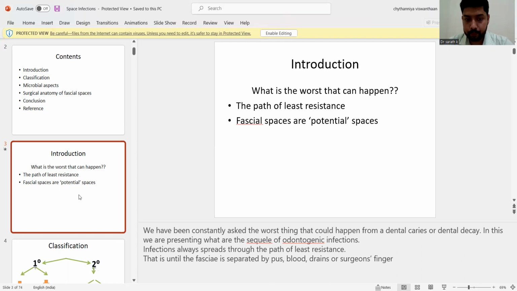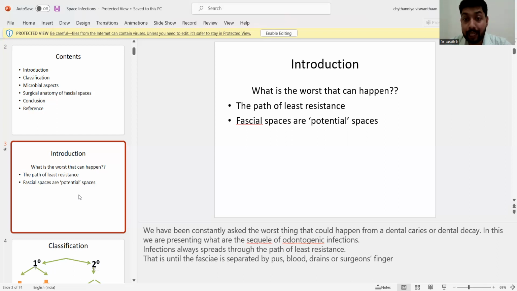So there exist facial spaces that are potential spaces of the face. These are areas covered by loose connective tissue. Our facial areas are covered by areas of loose connective tissue. So in normal condition, there won't be any tissue spaces. But in case of infection, this loose connective tissue can be easily pierced by infection, and that causes a potential space infection. We will discuss individual spaces in detail when we come to the upcoming slides.